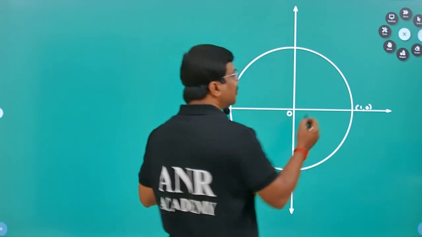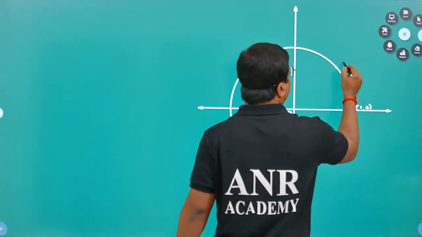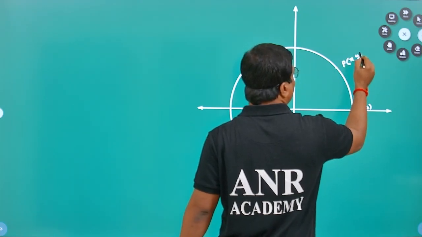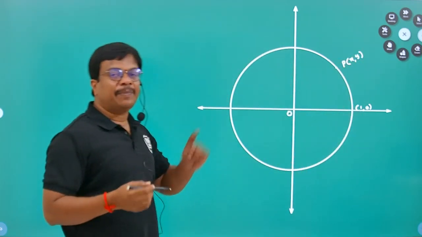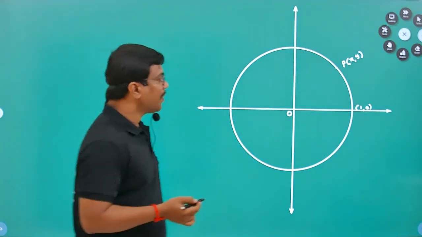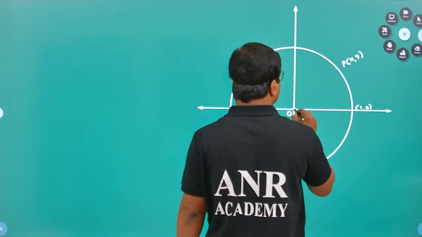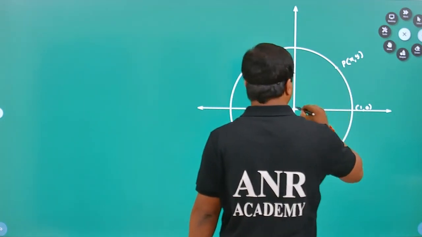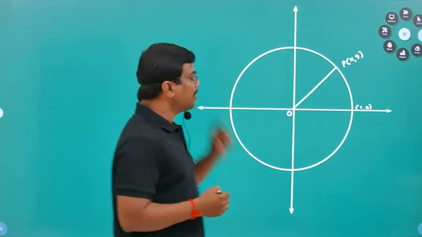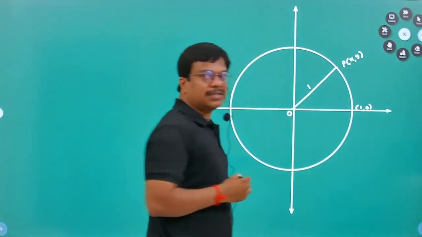Let us suppose there is a point P on the circumference of the circle, and in general the point P whose coordinates are denoted by (x, y). Since the radius is 1 unit, if you join the center with P, then the length of OP is also a radius, and clearly the radius of this circle is 1 unit.